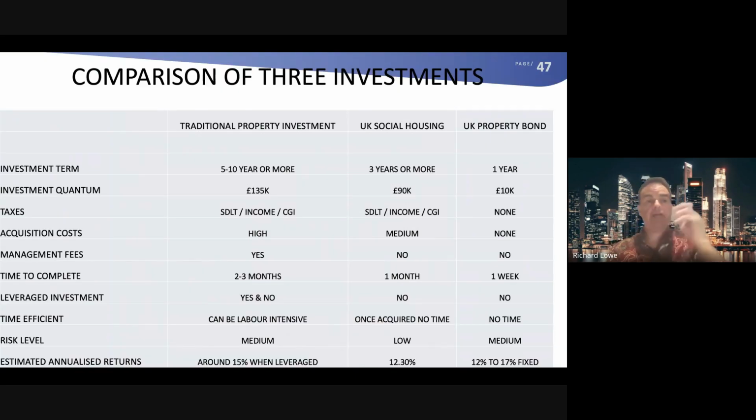So that brings me to the end of the 3 different investment strategies. What I'm going to do now is show you this table and start to look at the pros and cons and comparing the different kind of investments. Just excuse me one moment.